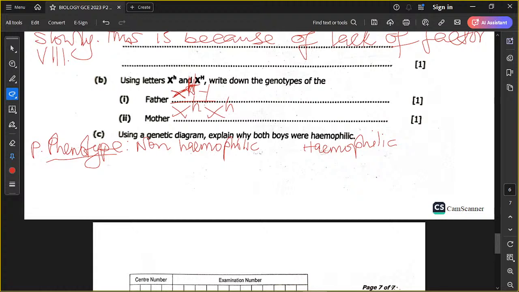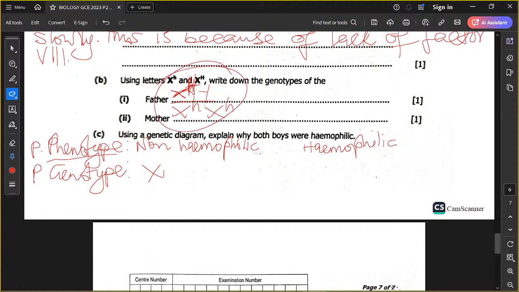So that is the parents' genotype. I'm going to say P genotype, meaning parents' genotype. Now genotype is what you don't see. So the genotype of the non-hemophilic father is going to be the same ones we wrote here. Okay, the same ones we're going to use.